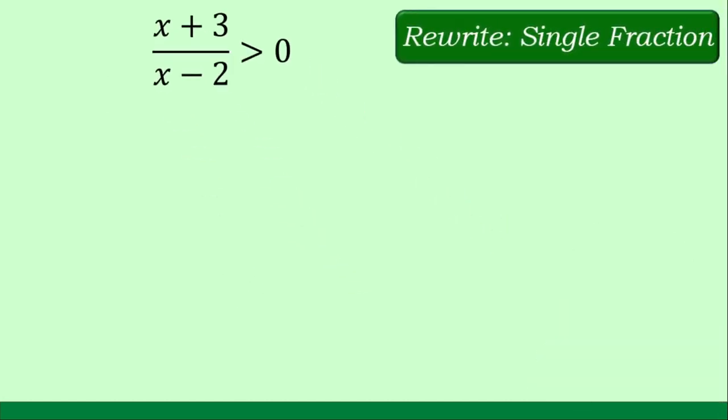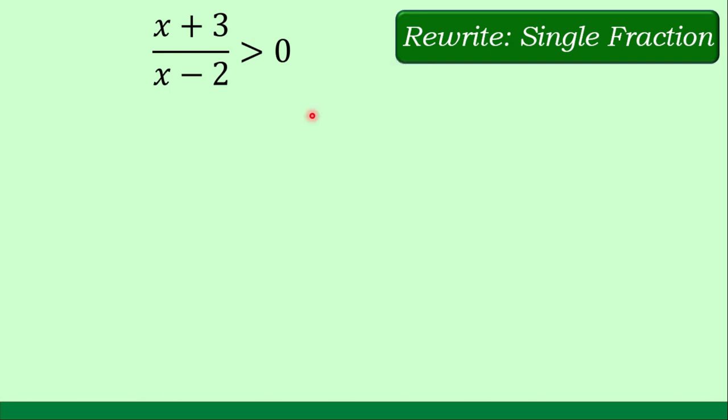Step 1. Rewrite the given inequality into a single fraction for the left side and a 0 on the right side. So let's check. This is our given, right? On the left side, it is already in a single fraction. On the right side, that's also a 0. Let's check. We are done with step 1. It's already in a single fraction.